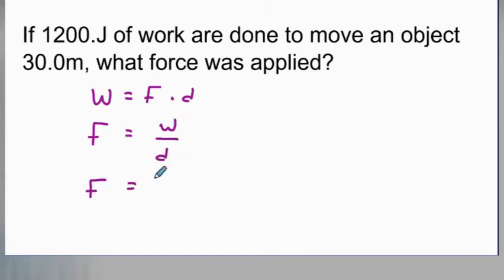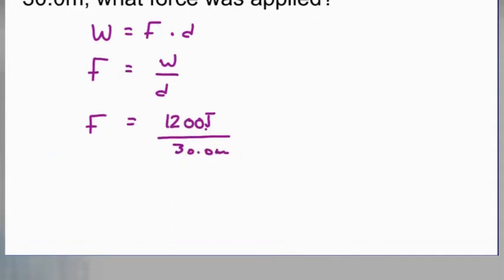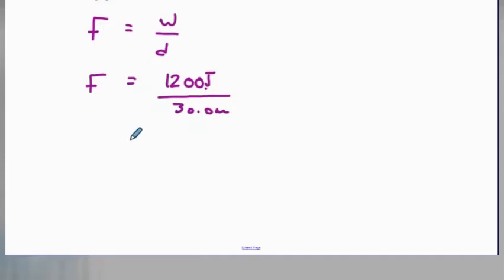So the force in this example would be 1200 joules divided by 30 meters. So 1200 divided by 30 is 40 newtons of force.